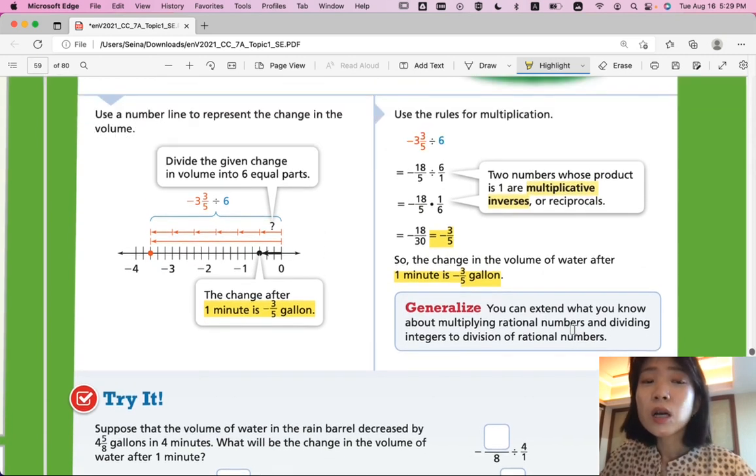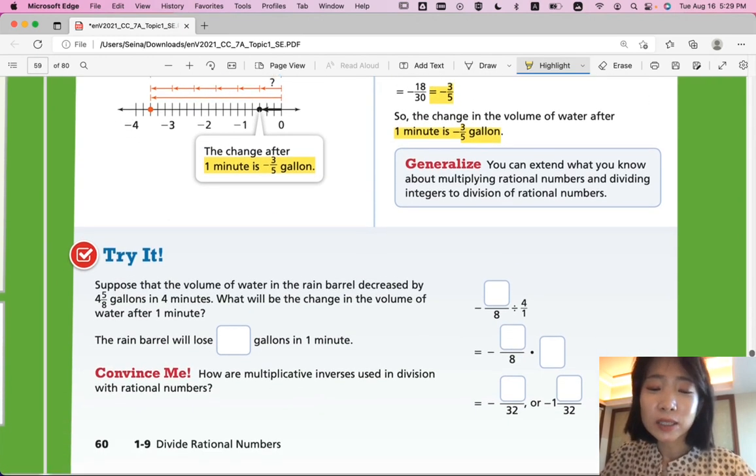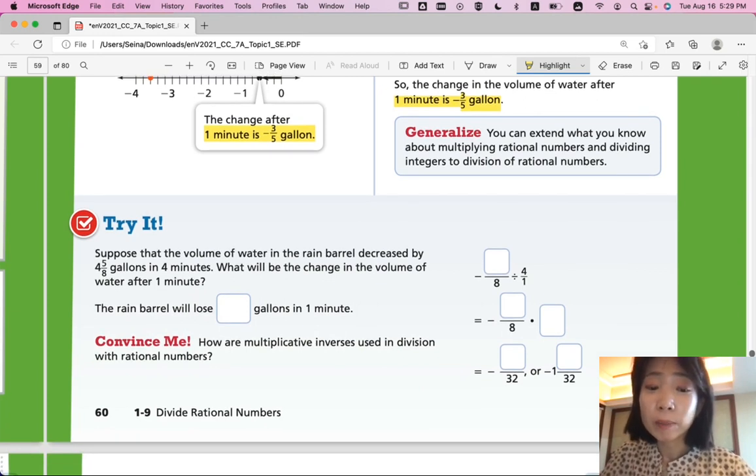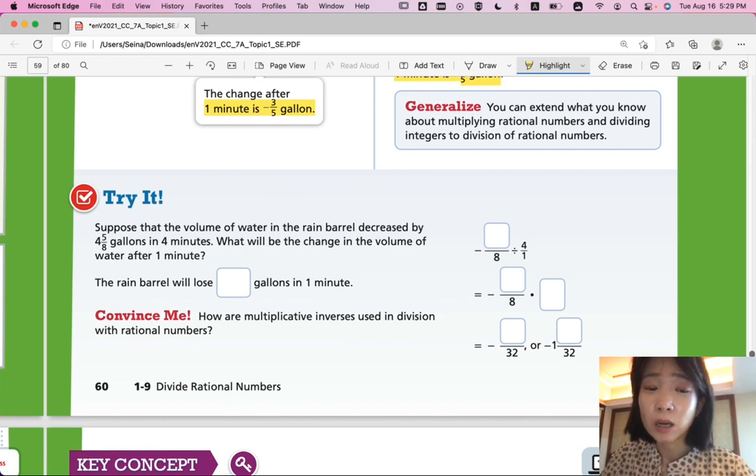So the rules generally don't change, but you can extend what you know about multiplying rational numbers and dividing integers to division of rational numbers. Now it's your turn. Let's look at this Try It question and see if you can solve it by yourself. Suppose that the volume of water in the rain barrel decreased by 4 5/8 gallons in 4 minutes. What will be the change in the volume of water after 1 minute? Think about it, solve it, and come back when you're ready for the answer.